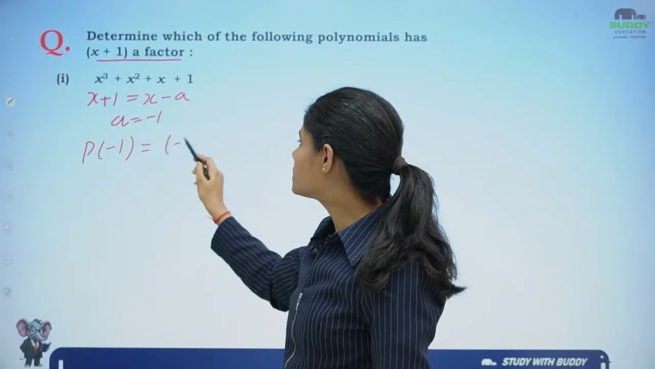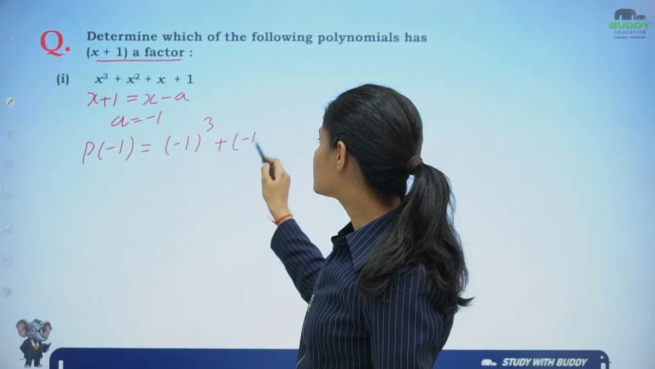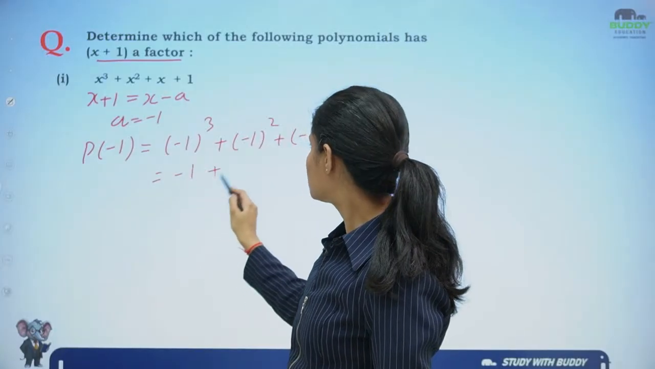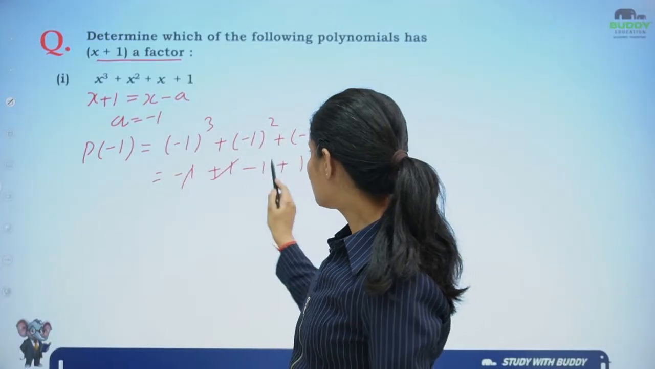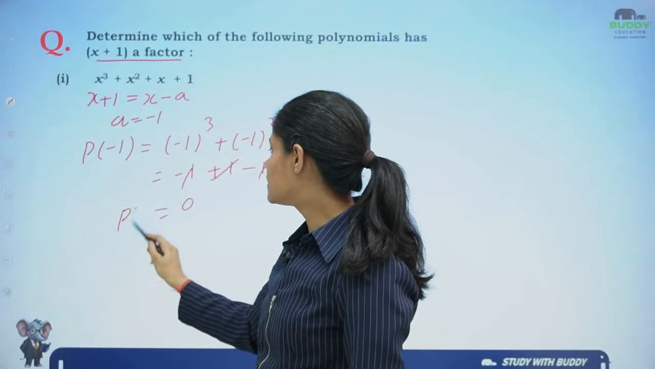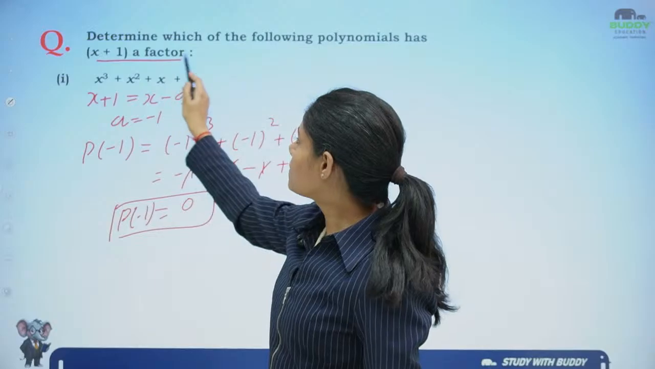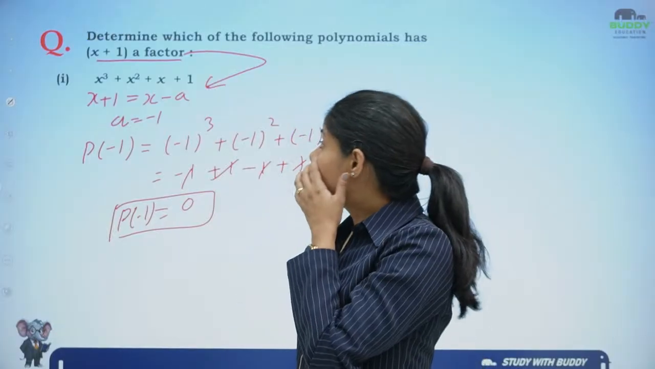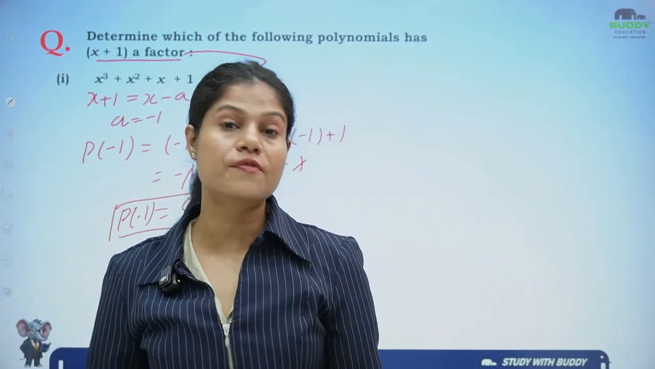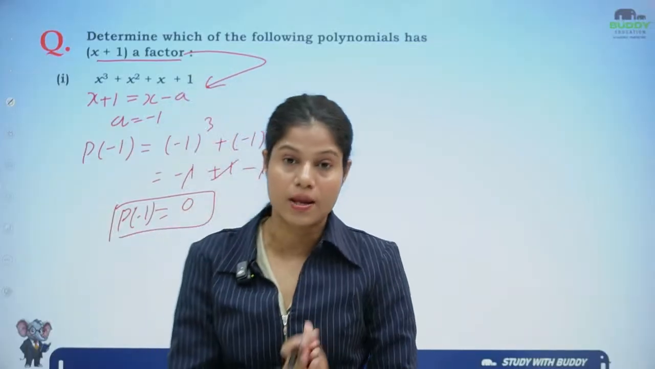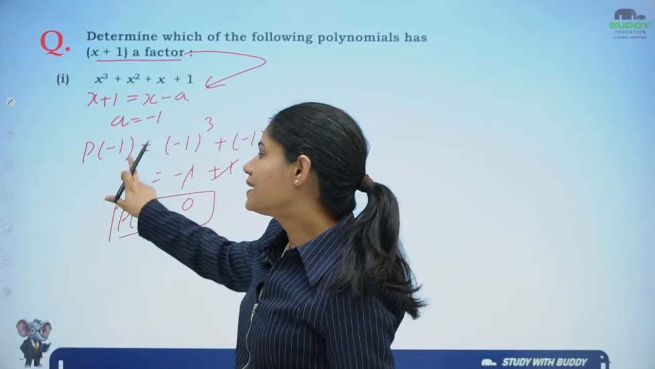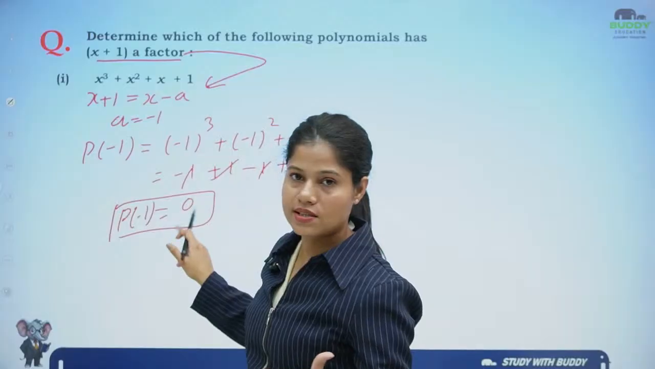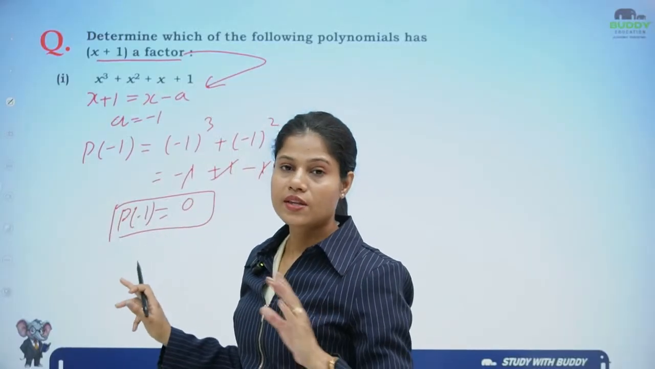So now p of minus 1 will be minus 1 cube plus minus 1 square plus minus 1 plus 1. So this will give you minus 1 plus 1 minus 1 plus 1. They will cancel out, they will cancel out. So the output is certainly 0. So yes, you can say that x plus 1 is a factor of x cube plus x square plus x plus 1. So if you want to use the factor theorem, first you have to be confident with the remainder theorem. If the remainder theorem is clear, you can find the remainder. If it is 0, you can state yes, it is a factor. If in case this does not come as 0, you can say this is not a factor.